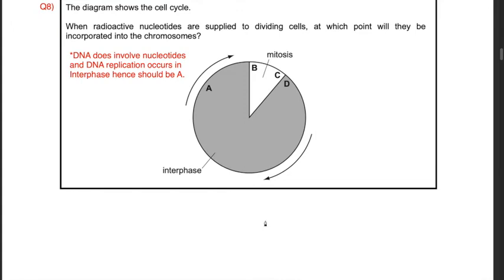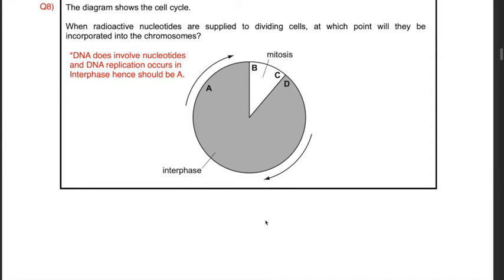Question 8. The diagram shows a cell cycle. When radioactive nucleotides are supplied to dividing cells, at which point will they be incorporated into the chromosomes? DNA does involve nucleotides, and DNA replication occurs in interphase. Therefore, A must be the correct choice.